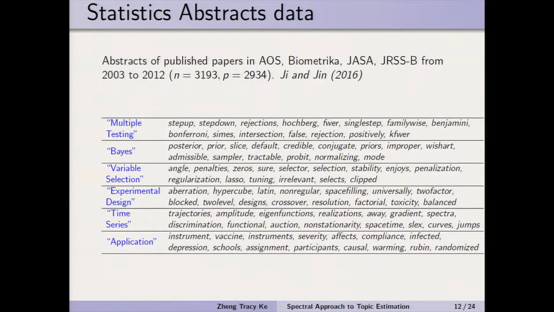Interesting is that toxicity appears here because in a lot of papers in this area, their application problem is in toxicological study. And for time series, you see they are meaningful. And this auction is due to time series models being used a lot for online auction data. And the last topic corresponds to applications such as in medical science, vaccine, infected, in social science, depression, schools, in climate change, warming, and it seems some of the words are also related to the area of causal inference.